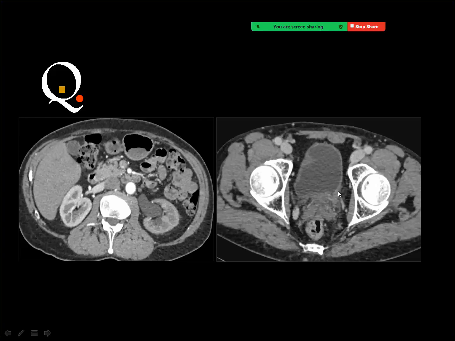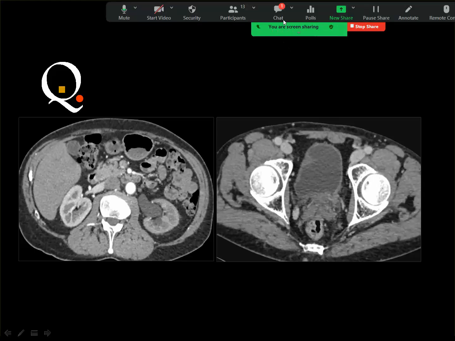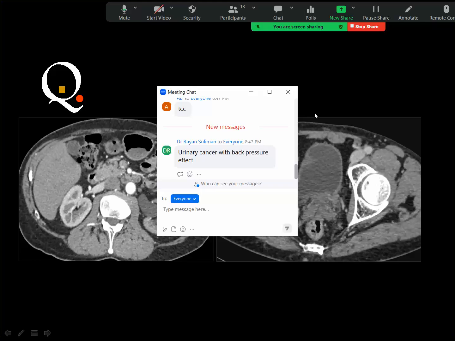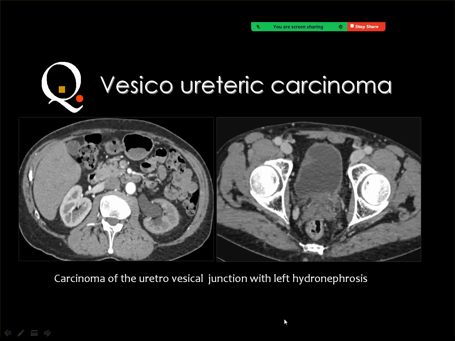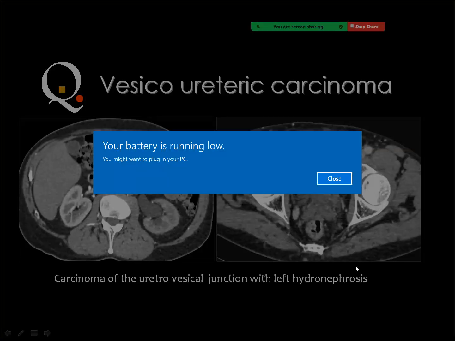originating from the posterior wall of the urinary bladder and has extended outside the bladder, invading the seminal vesicle and most likely invading the ureteric orifice as well. And this is the cause of back pressure effect on the left kidney. The diagnosis is urethral tumor or bladder cancer with extravesical extension and proximal back pressure effect.